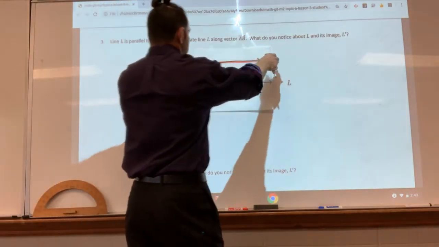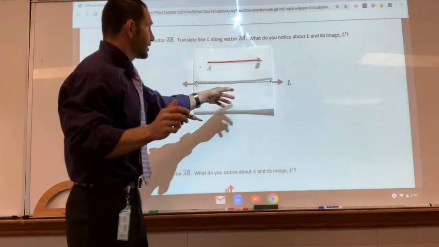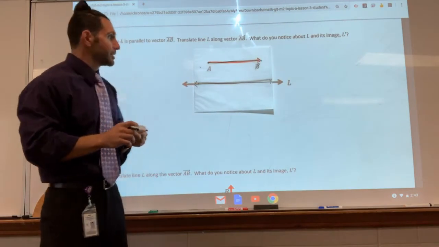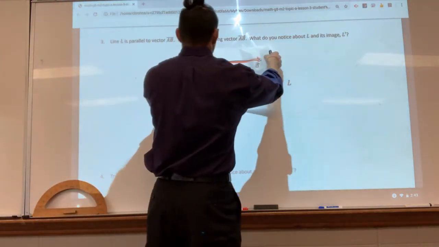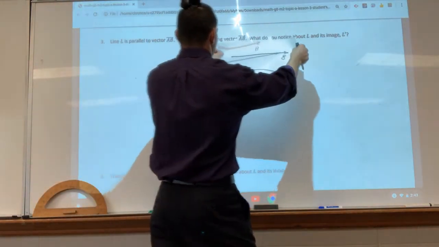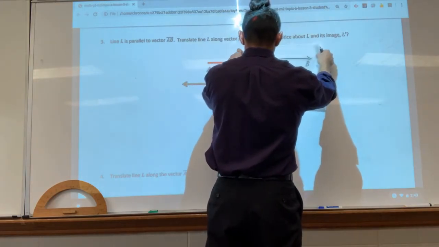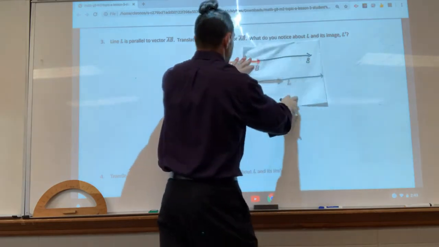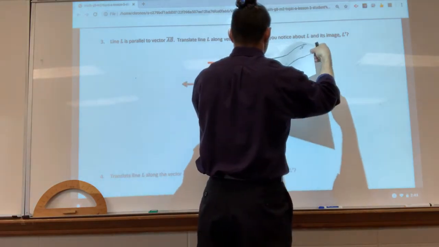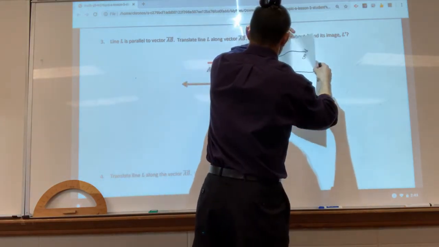So, I'm going to translate this line. So notice, I'm translating it directly left and right. I wonder what happens when that happens. So now, I've translated over. A goes to where B is. So, it would help if my tape didn't get punched up.